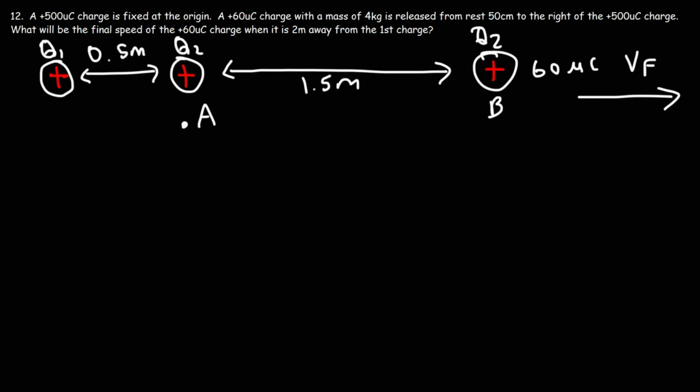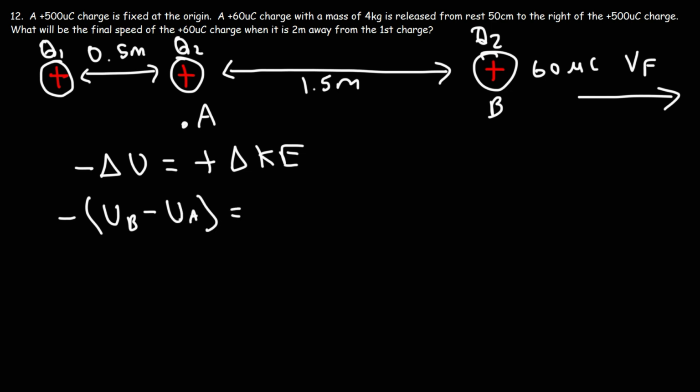Just like the last problem, the only force that's acting on Q2 that's accelerating it towards point B is the electric force, which is a conservative force. We don't have any external forces acting on these charges. So the total mechanical energy of the system will be conserved. So therefore, the negative change in potential energy will be equal to the positive change in kinetic energy. So the final potential at B minus the initial potential at A, of course with the negative sign in front, that's going to equal the kinetic energy at B minus the kinetic energy at A.